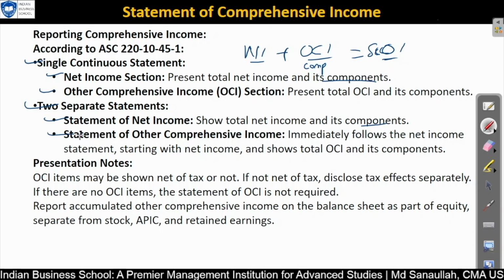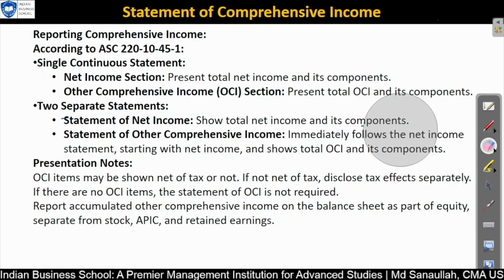And then a statement of comprehensive income must immediately follow the net income. You have to start with net income, then show total OCI, and then show total OCI and its components. So then it becomes your statement of comprehensive income. I think this is the same thing I have been explaining.